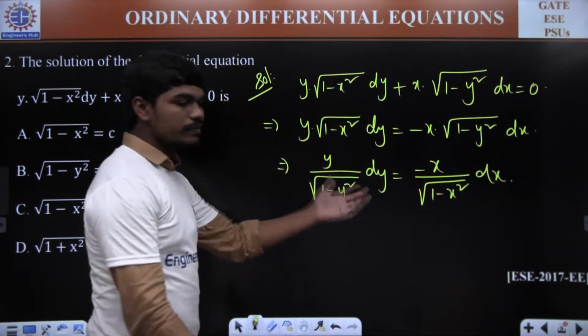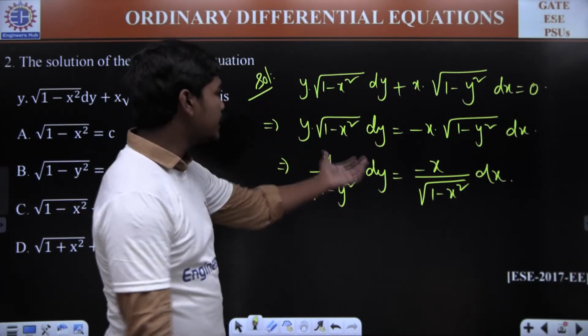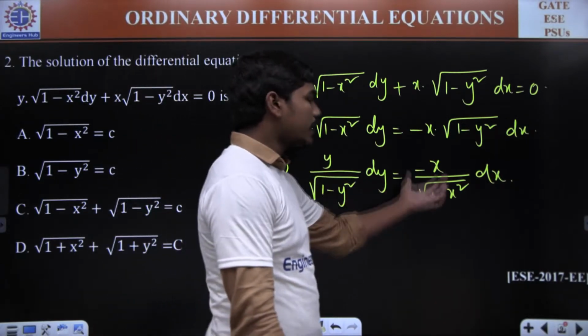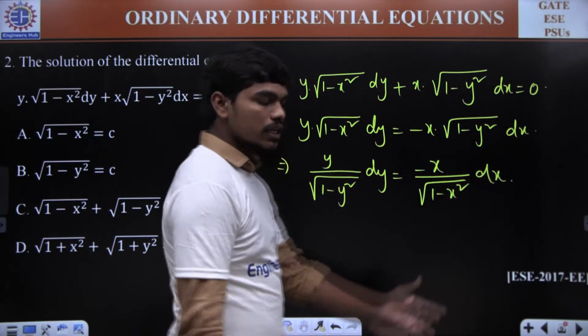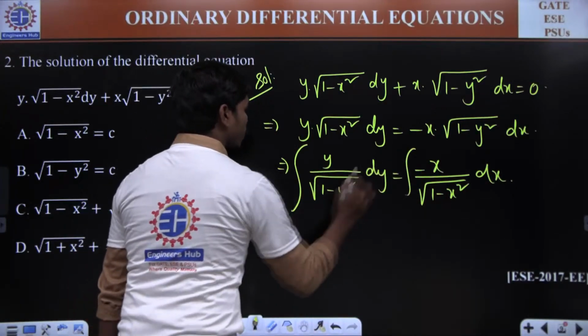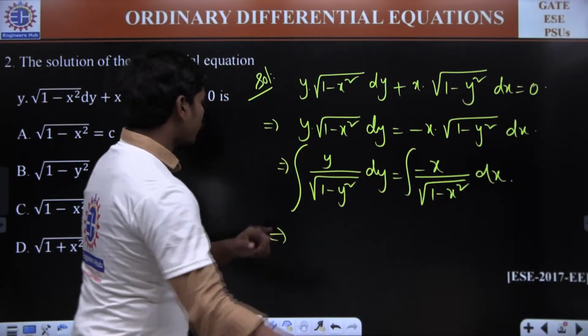Correct? Now, this is in variable separable form because the left hand side is completely a function of y, and the right hand side is completely a function of x. So now, if you integrate these equations on both sides, I told you one particular formulation.